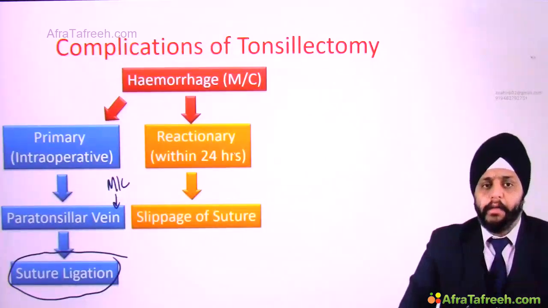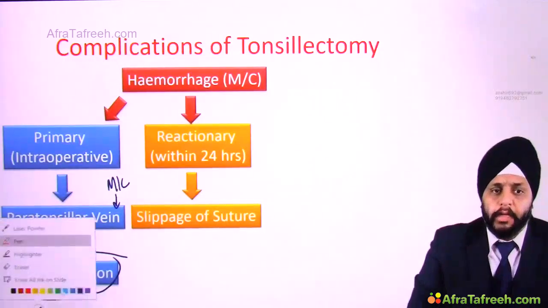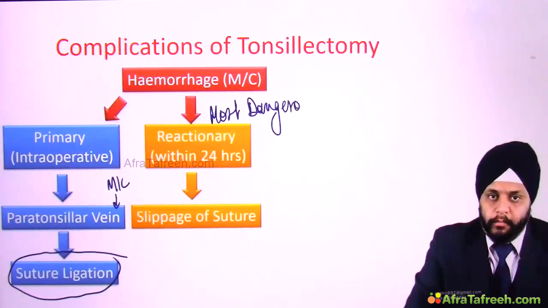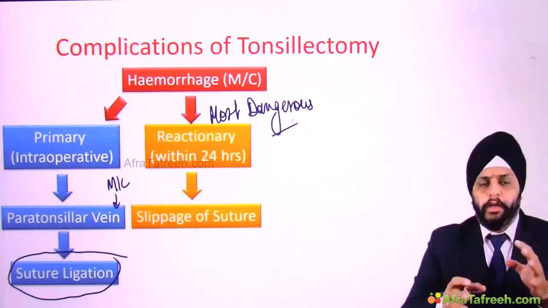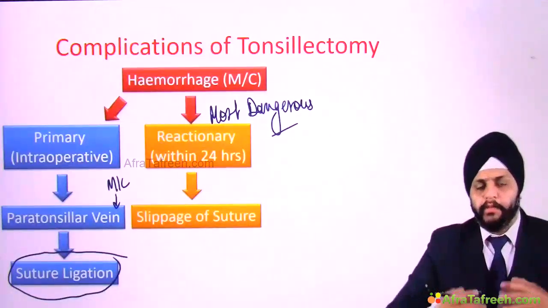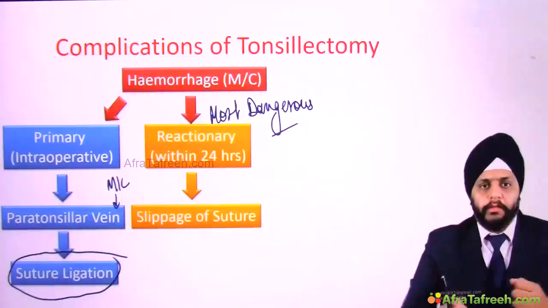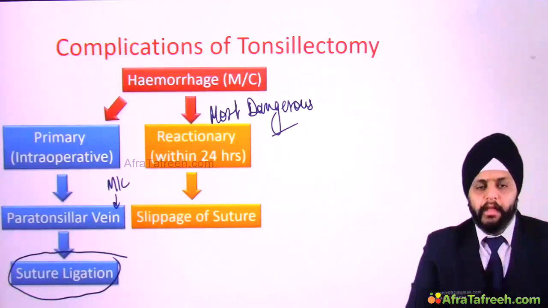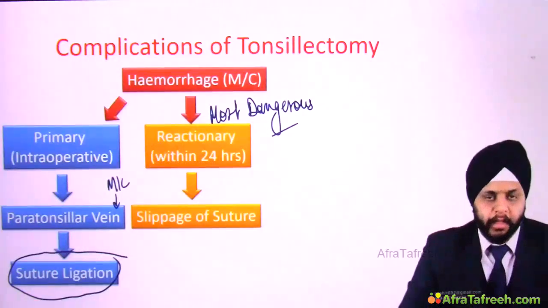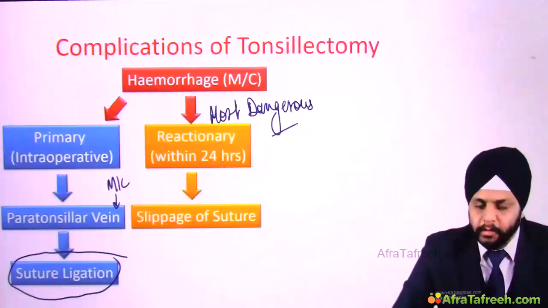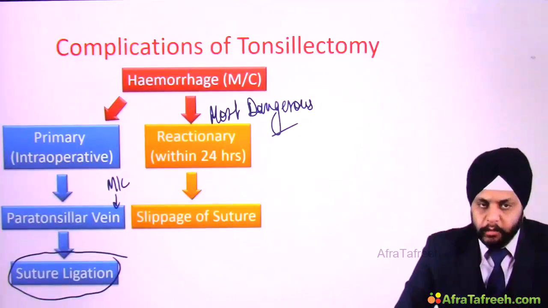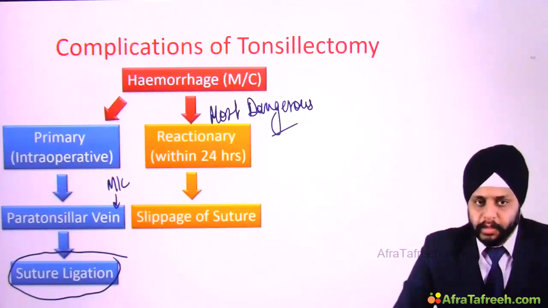Now remember, reactionary hemorrhage is the most dangerous hemorrhage. This is life-threatening. Of course, the boyfriend will not give you one slap. He'll give you punches, kicks. If he's a big muscular man, then you are in real trouble. If he's a thin, lean man, he will bring 3-4 friends with him and you are again in real trouble. So reactionary hemorrhage is the most dangerous hemorrhage. It can kill the patient.